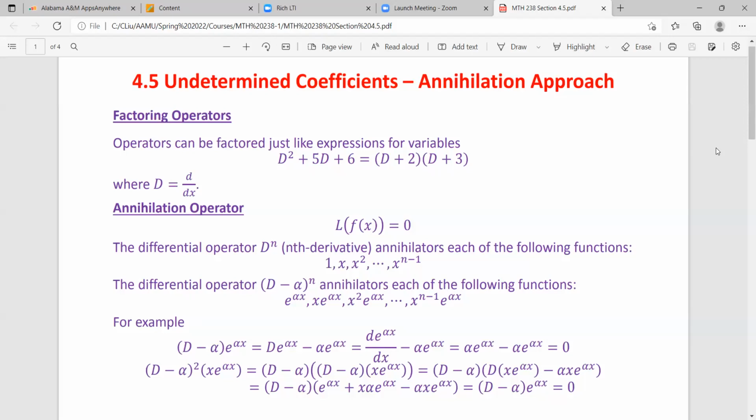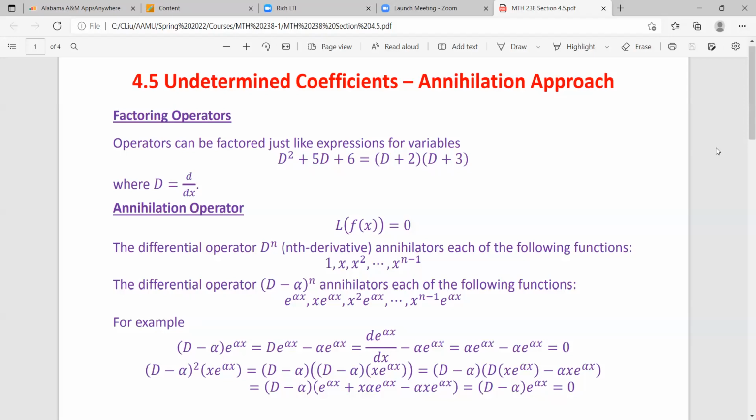e to the alpha x, x times e to the alpha x, x squared e to the alpha x, up to x to the n minus 1 e to the alpha x. What you can do is just take the operator D minus alpha each time.